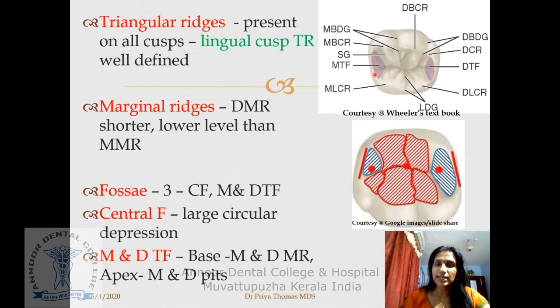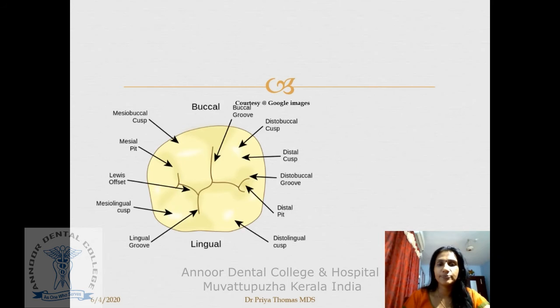Now since it's a triangle, it will have a base and it will have an apex. So the base of the triangular fossa is towards the marginal ridge, and the apex of the triangle is towards the mesial and distal pits. So there's a pit here. You have a central pit and you have a mesial and distal pit. So the apex of the triangular fossa will end in the mesial and distal pit. So this is another diagrammatic representation. These are your grooves. These are your cusps. This is your distal cusp which is present here, and these are your lingual cusps.